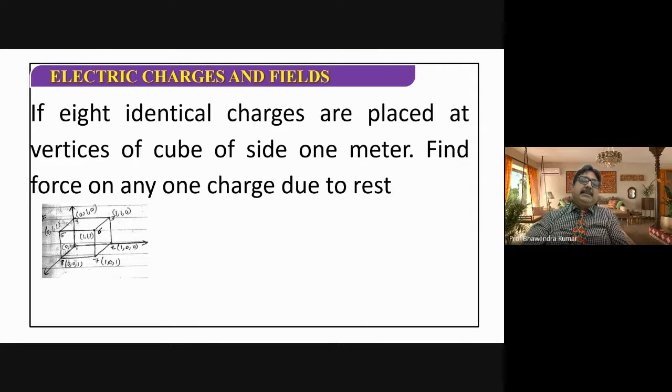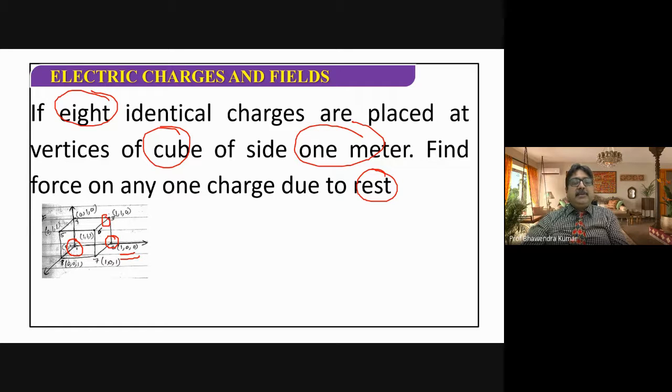This question says that there are 8 identical charges placed at the vertices of a cube of side 1 meter. We have to find the force on any one charge due to the rest. Let us assume that charge number 1 is situated at the origin. Charge number 2 is on the x-axis with coordinate 1, 0, 0. Charge 3 is in the xy plane with coordinate 1, 1, 0. Charge 4 is on the y-axis with coordinate 0, 1, 0.